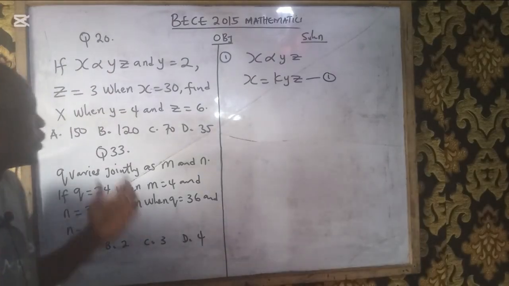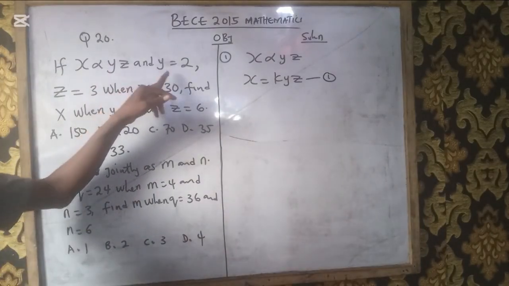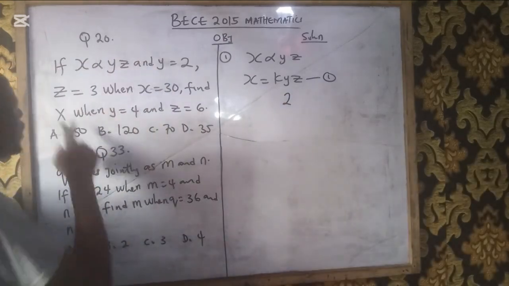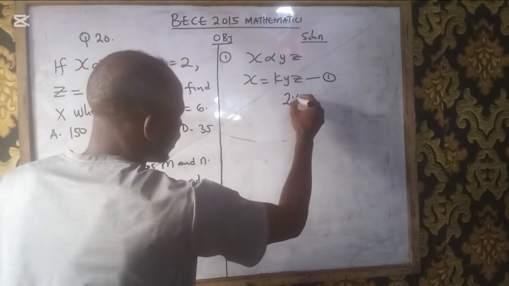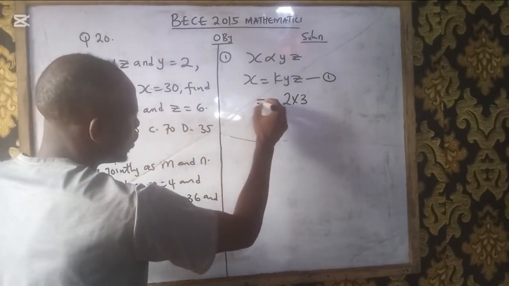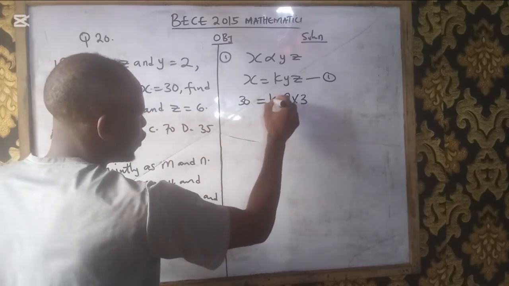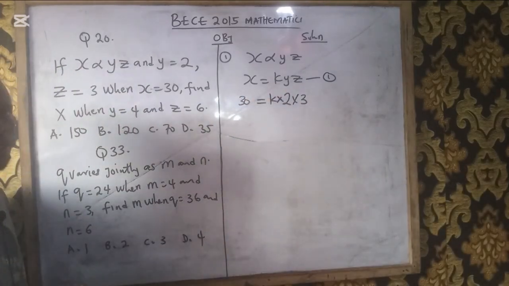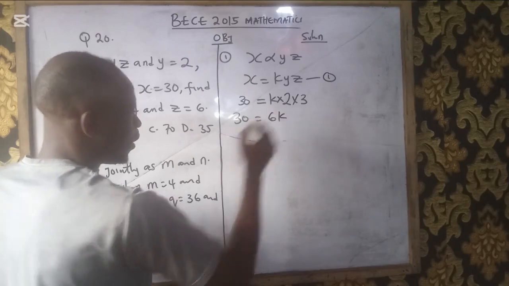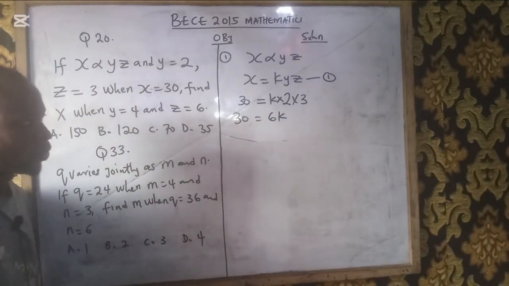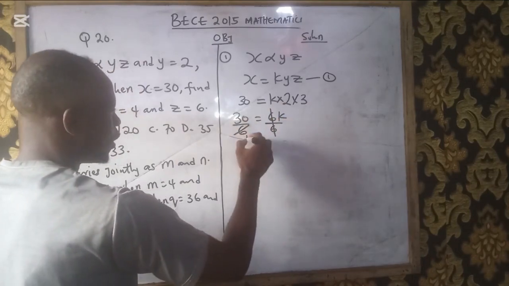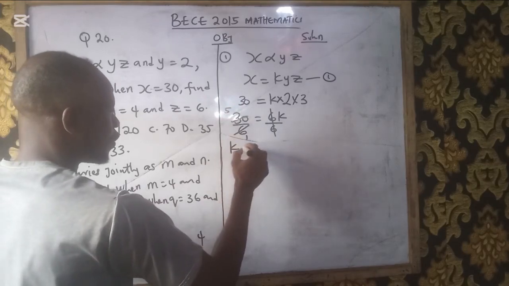All right. So then you go further to the question: y is 2, z equals 3, when x equals 30. So we replace those values. This is going to be 30 equals 2 times 3 times k, automatically you are looking for the value of k. So we have 30 equals 6k. To get the value of k, we divide both sides by 6. So this eliminates, then 30 divided by 6 is 5. So the value of k is 5.